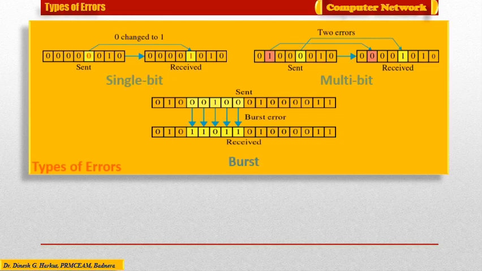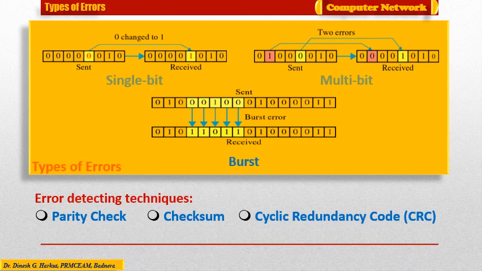Error detection means to decide whether the received data is correct or not without having a copy of the original message. We don't have the original message to compare with. Error detection uses the concept of redundancy, which means adding extra bits for detecting error at the destination. We will now examine three techniques for detecting error in transmitted data. One technique is parity check, second is checksum, and third is cyclic redundancy check, typically known as CRC.